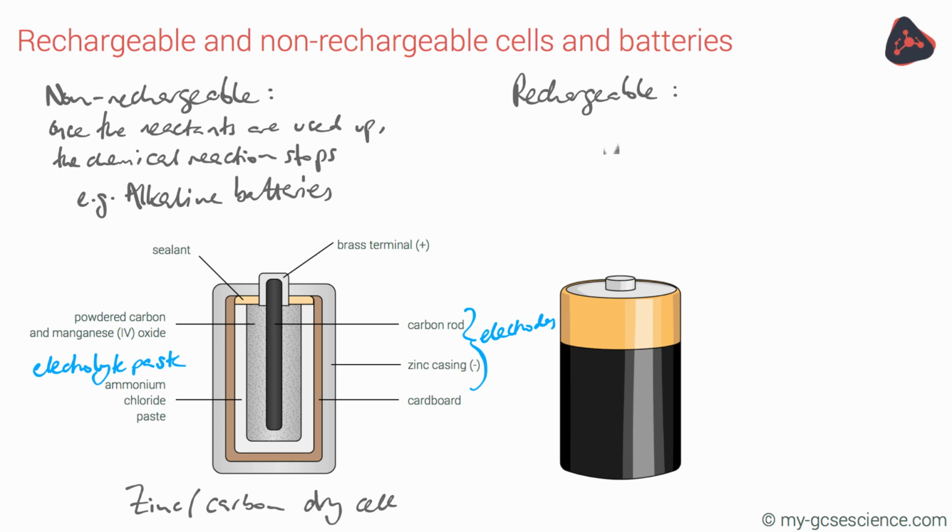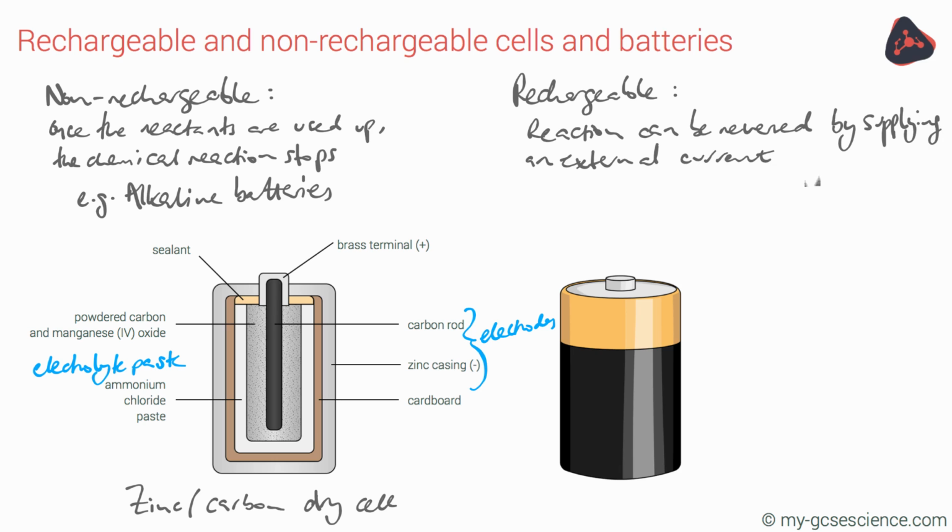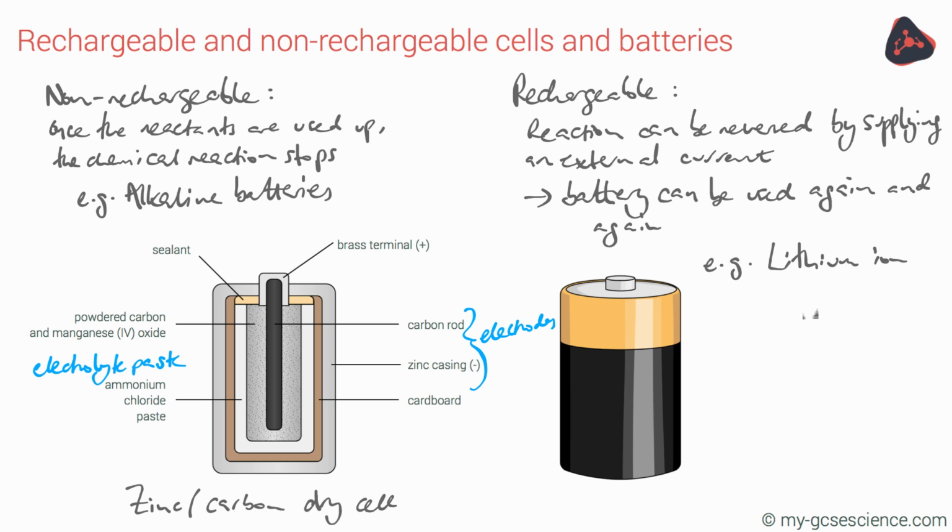But as you know, we can also have rechargeable batteries. In a rechargeable battery, the reaction can be reversed by supplying an external current, i.e. plugging it in. This allows the battery to be used again and again. We use up the reactants until no more energy can be produced. Then we plug in our rechargeable batteries so that the current can reverse the reaction, and when it's ready we can start the whole process again. Examples of rechargeable batteries are lithium-ion batteries, often used in cameras, and nickel-cadmium batteries, often used in mobile phones.